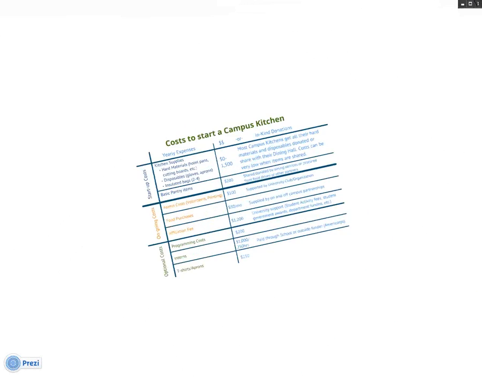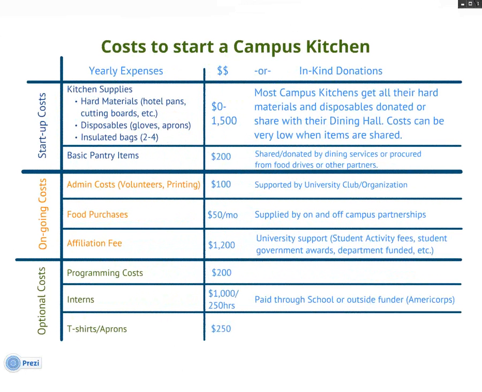All right, so let's talk about a few more logistics. Let's talk a little bit about the physical costs and benefits of having a Campus Kitchen. The startup cost for a typical Campus Kitchen can be very low, especially when materials and supplies can be shared and are donated in kind from either partners or dining services. Most Campus Kitchens, like I said before, get disposables and their hard materials like the pots and pans donated, where they can be shared with their dining services. So the startup costs can be fairly minimal, and might just be investing in some insulated bags for transporting your meals.